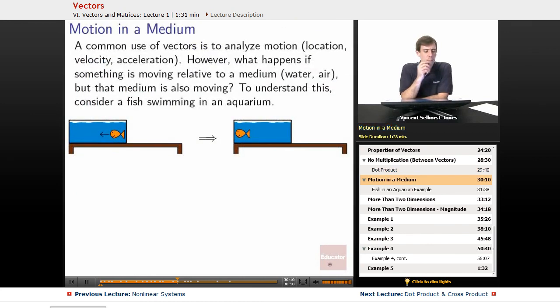All right. Motion in a medium. A really common use of vectors is to analyze motion. The location of an object, the velocity of an object, the acceleration of an object.